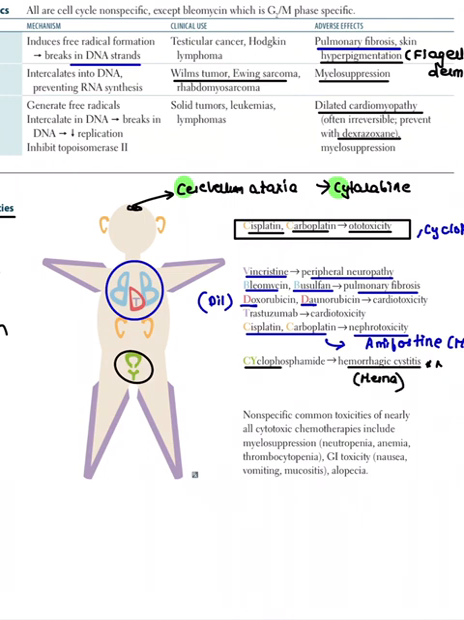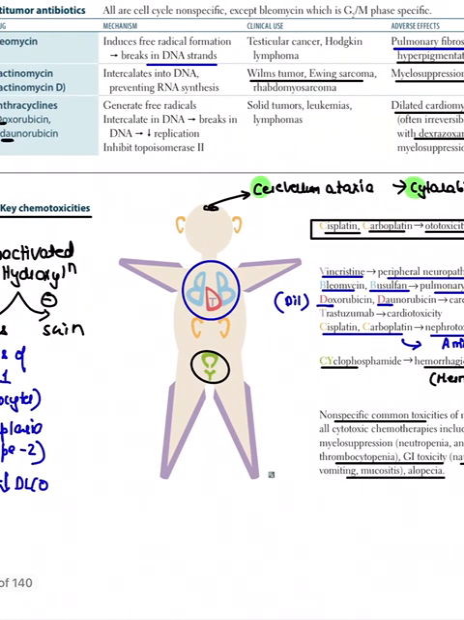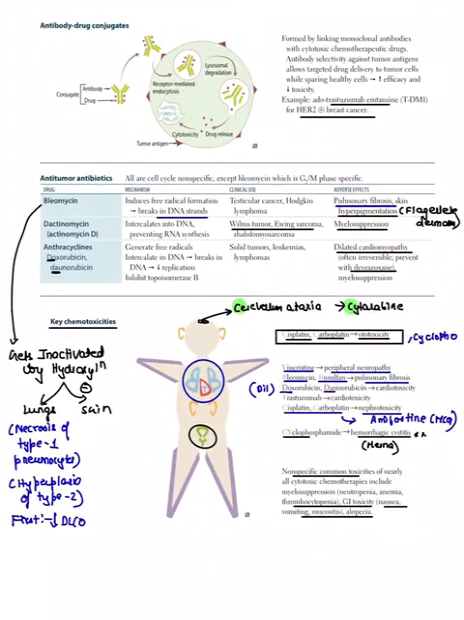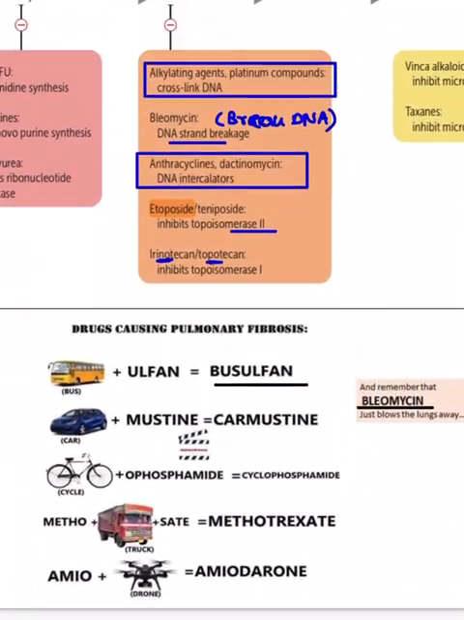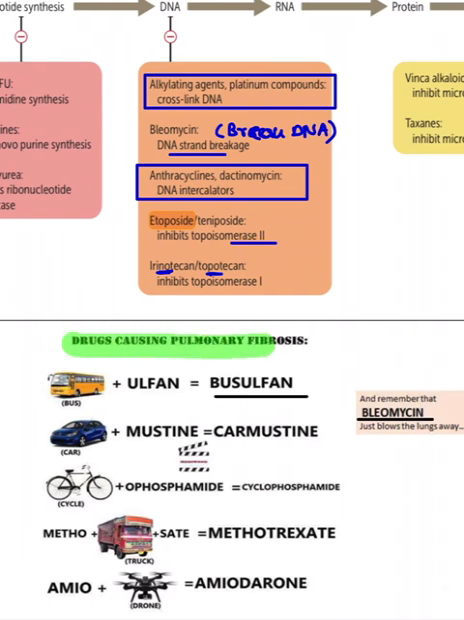This is again important. If you have non-specific toxicity, we have already discussed this. It may be bone marrow suppression, nausea, vomiting, alopecia. These are the general side effects. Then we have other side effects like pulmonary fibrosis. These are the drugs that cause pulmonary fibrosis.